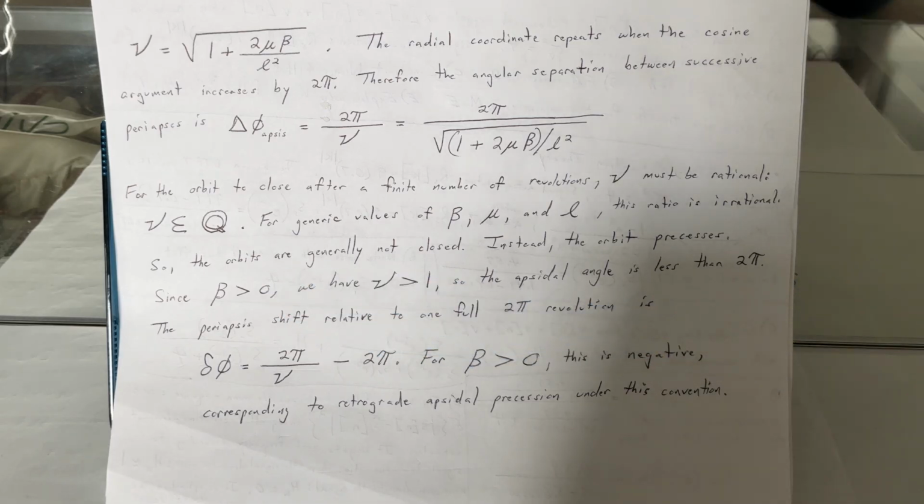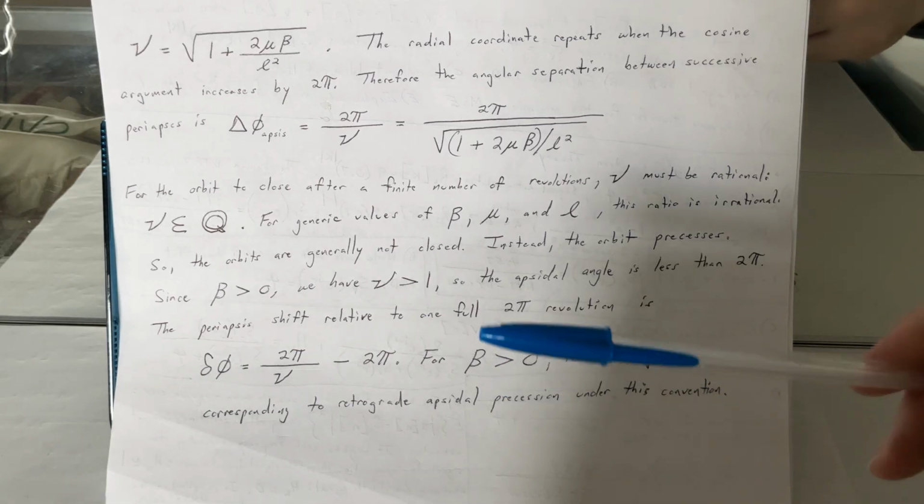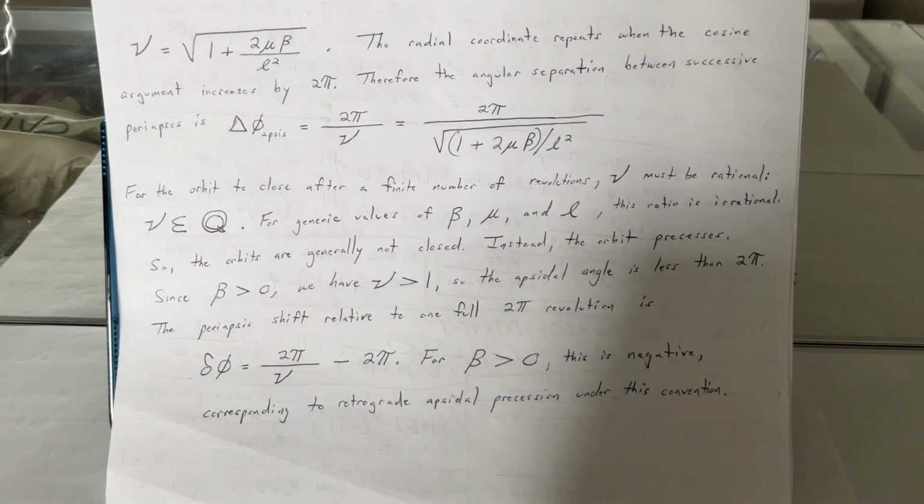Since beta is greater than 0, we have nu greater than 1, so the apsidal angle is less than 2 pi. The periapsis shift relative to one full 2 pi revolution is delta phi equals 2 pi over nu minus 2 pi, and for beta greater than 0, this happens to be negative. So that corresponds to retrograde apsidal precession under this convention.